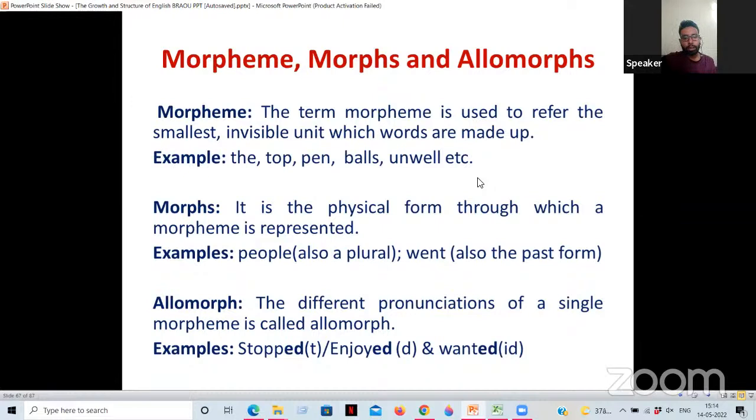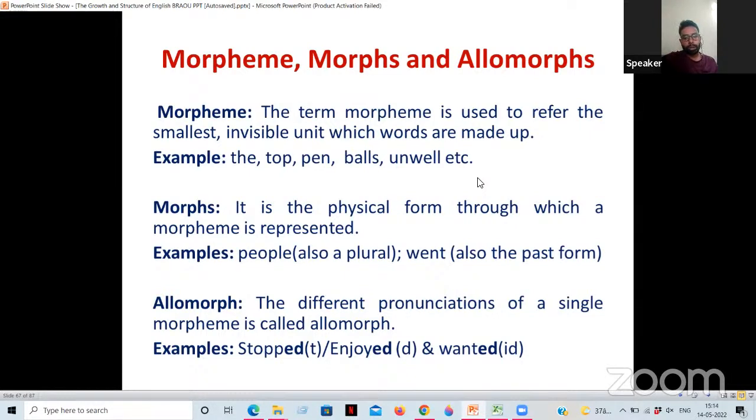People is a morpheme. Now how many morphemes are there? There are two morphemes. People is a morpheme, and it also has a singular form and a plural form. So here it has two morphemes, but it has only one morph, that is the physical form, P-E-O-P-L-E. This is the physical form of the word that we pronounce, isn't it? The sound that comes out of all these letters together is the morpheme, and the realization of the physical form of that morpheme is called a morph.